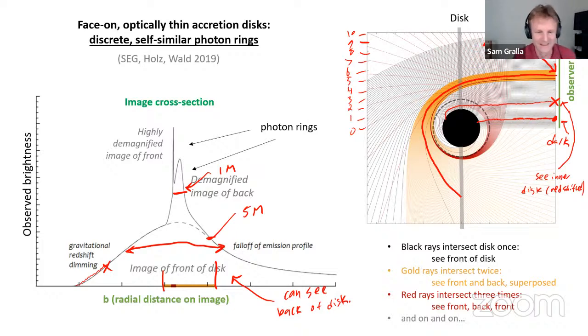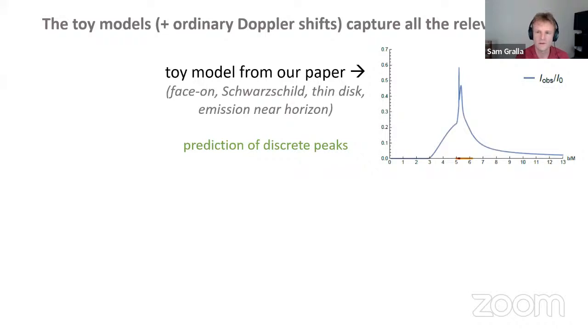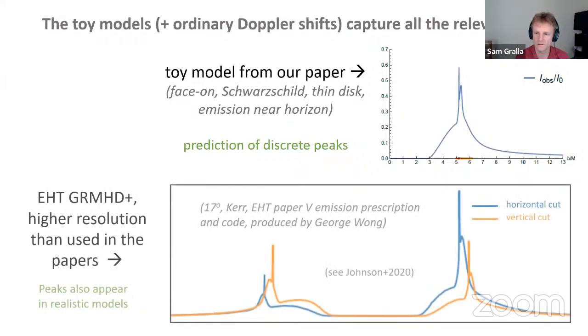Other questions? Okay. So this is me just showing that that toy model is realistic. In brief, we made this plot showing the narrow ring and discrete features. Nobody had made this plot before, at least not in the literature. Then we got an email a couple of weeks later showing us that actually this happens in the EHT models themselves. So our toy model really had all the features you need, and that simple picture I showed you on the last slide is actually universal.